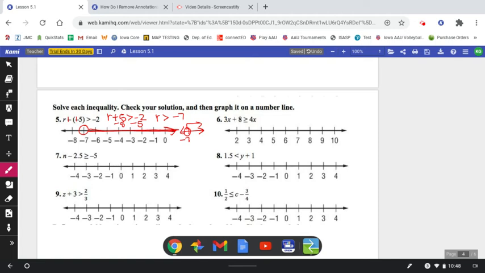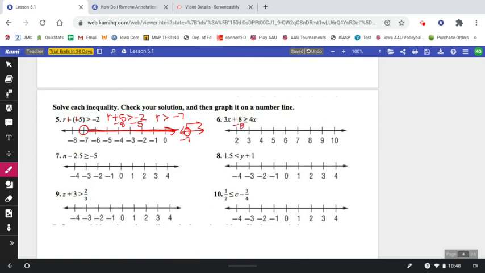Okay, on number 6 here, I'm going to have to do a 2-step. The first thing I'm going to have to do is subtract 8 from both sides. Oh, just kidding. I need to combine like terms first, which is subtract 3x.